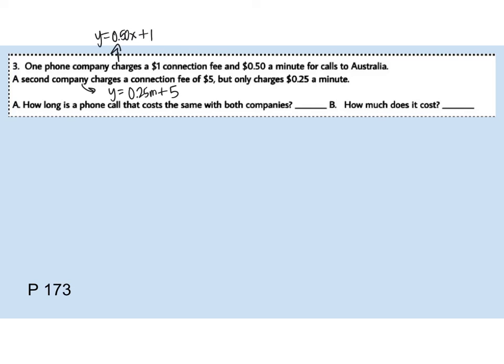I'm going to set that up in my calculator. Y1 is 0.5x plus 1. That's our first phone company. And our second phone company is Y2, which is 0.25x plus 5. And I get a coordinate of (16, 9). So how long is the phone call? The phone call would be 16 minutes, and it would cost us $9.